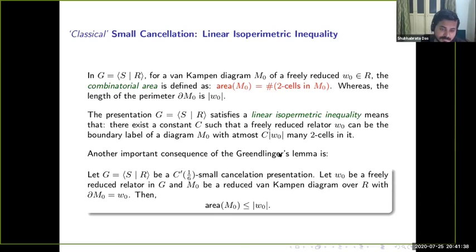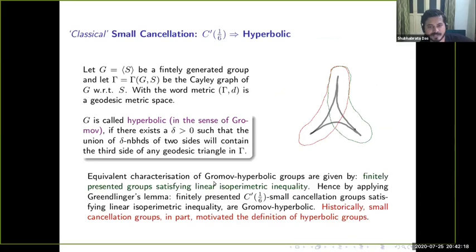Another consequence of this Greendlinger lemma is that these C'(1/6) groups satisfy this linear isoperimetric inequality. And now we see that in the previous talk, Dr. Shadhar talked about hyperbolic groups. Hyperbolic groups were defined by Gromov, and there were many different characterizations for hyperbolic groups, and one of them is a linear isoperimetric inequality. And C'(1/6) groups do satisfy this linear isoperimetric inequality.